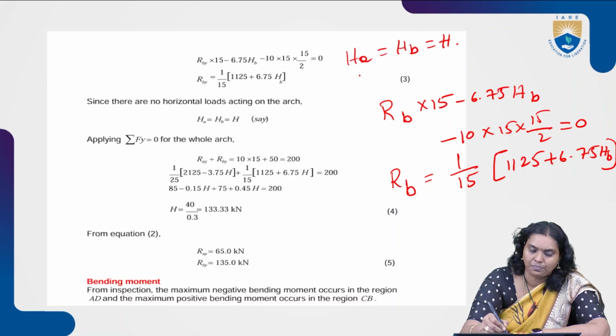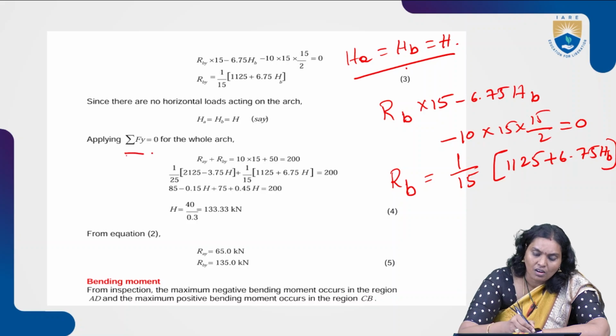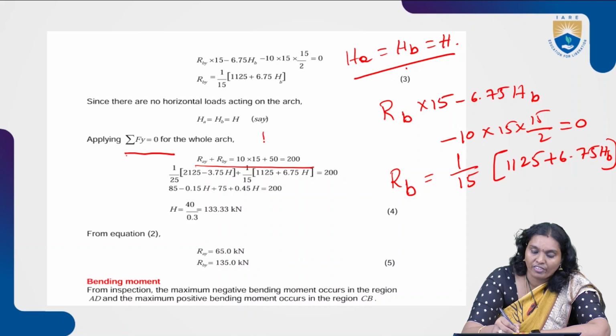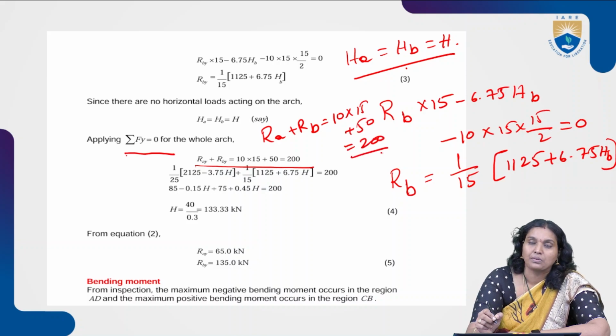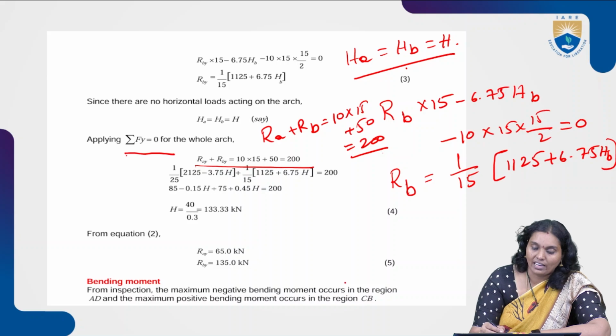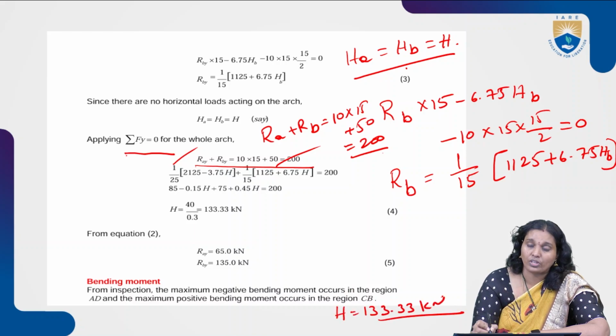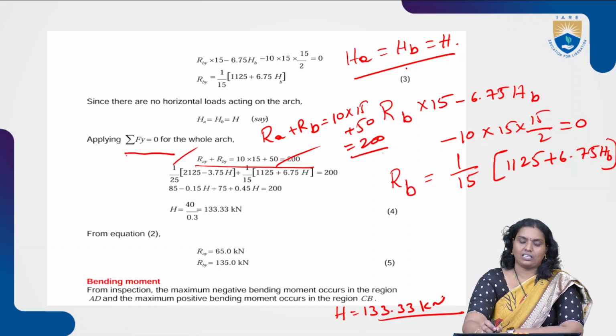Since there are no horizontal loads acting on the arch, HA is equal to HB, which is equal to H. Now apply the sum of all vertical forces equal to 0. This is the equation we get: the reaction at A plus the reaction at B is equal to 10 into 15 plus 50, which is equal to 200. Now we calculate both RA and RB and equate, and we get that H is equal to 133.33 kilonewtons after all the calculations.